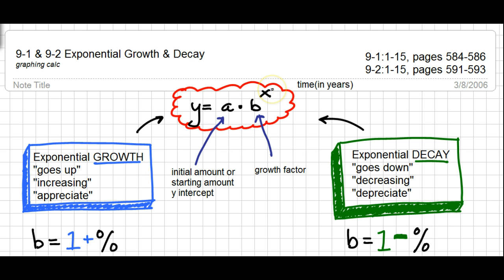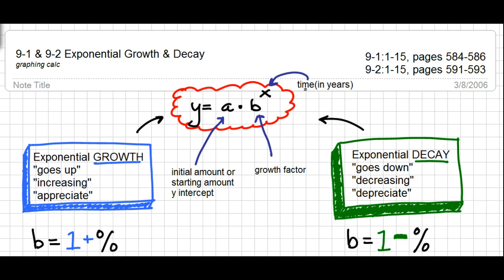The x, the exponent, is going to be your variable, so usually the x will stay as a letter. Sometimes it'll be a number, but it represents the time, which is usually indicated in years. If it's not indicated in years, then you'll have to turn it into a fraction.